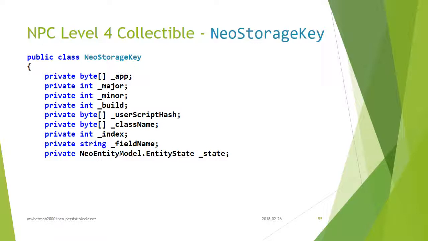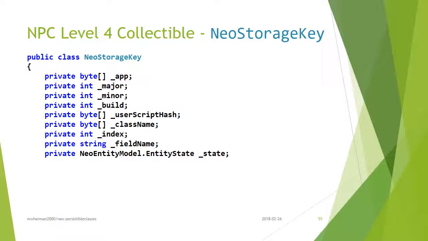Here is Neo storage key. So you can see that it is similar to a versioned app user in that it has the same first 5 fields, but it also has the class name, index, and the field name. These are all the properties needed to key or specifically identify an atomic value in Neo storage.